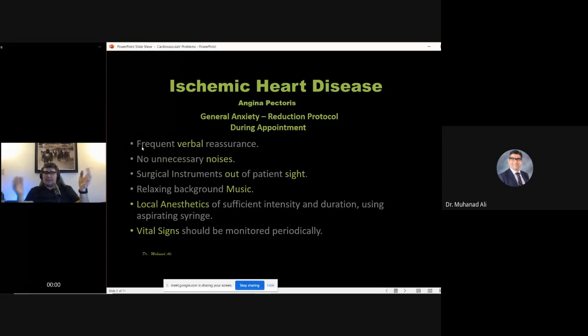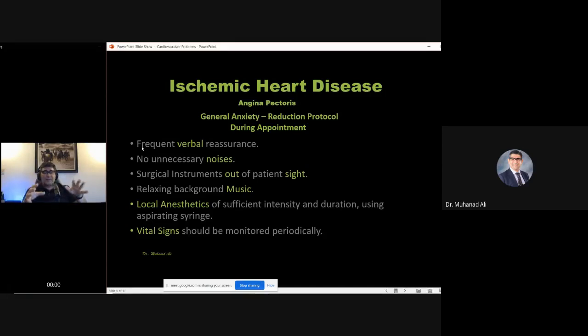I prefer to use local anesthesia with enough intensity, so I make the surgery site the place of work, rather than distributing it around and wasting the patient and the doses. High intensity, long duration, at the site of surgery. And the most important part: I have to use an aspirating syringe.